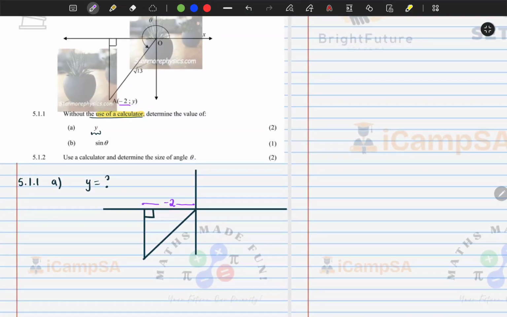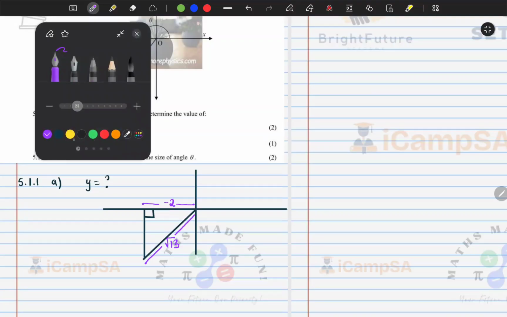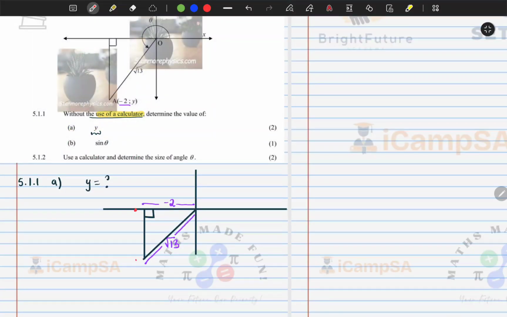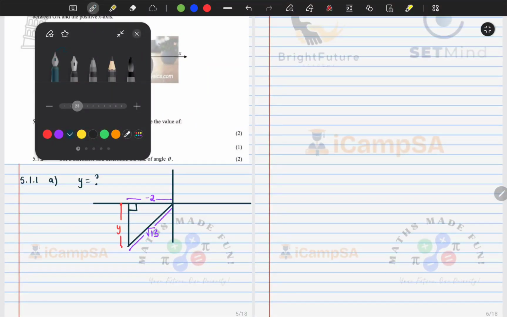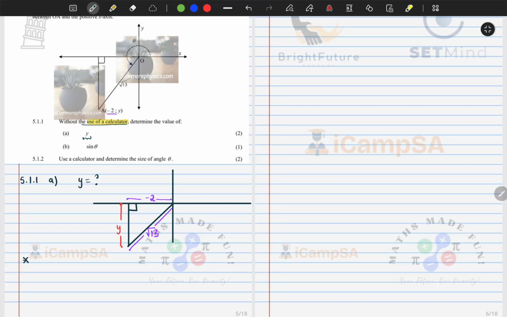And then as you can see, the distance from here to there has been given as square root of 13. And y is what we are looking for, which would be the distance from there to there. So y is simply the distance from there to there. Now this should be very easy to figure out because you should be able to see that we can use the Pythagoras theorem.